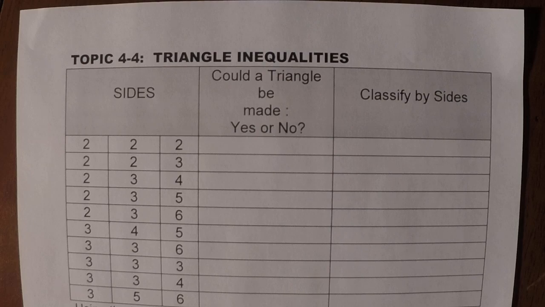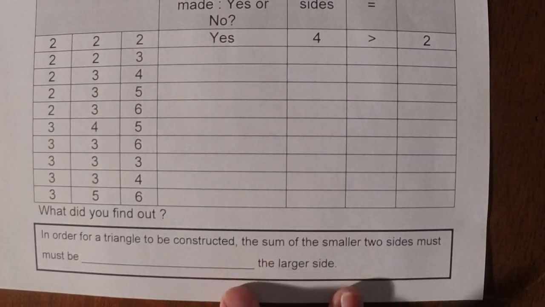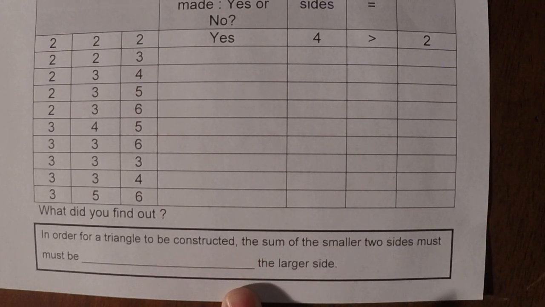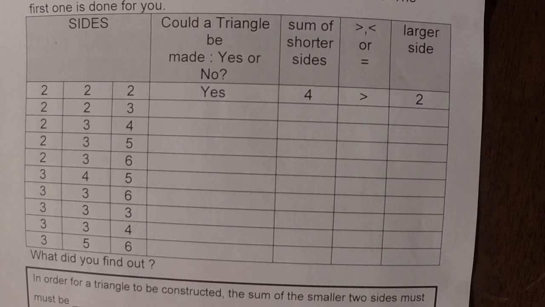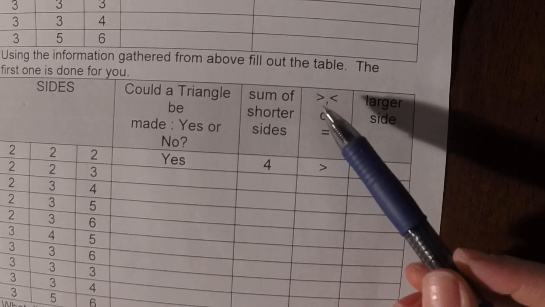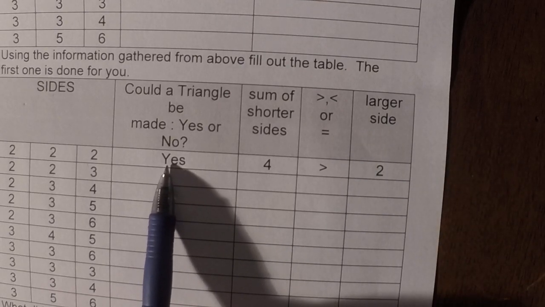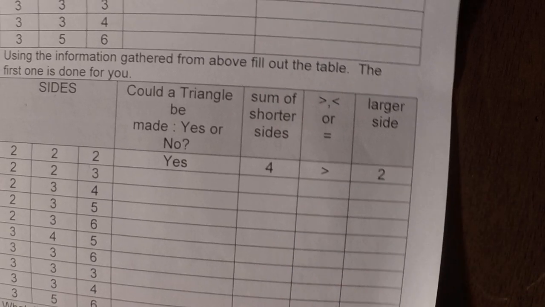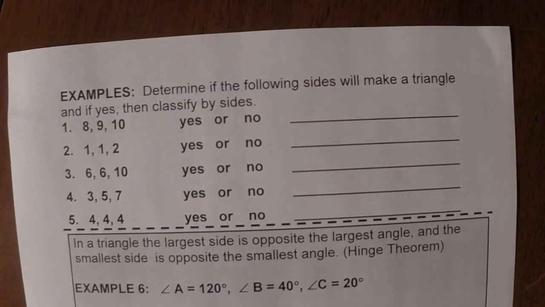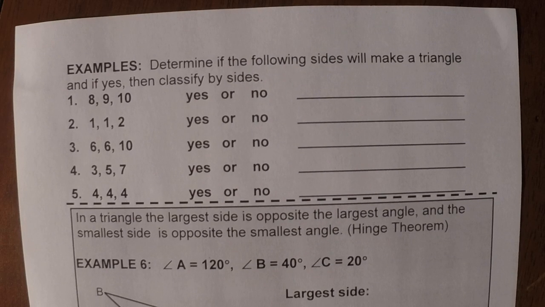So then down at the very, very bottom, it said, in order for a triangle to be constructed, the sum of the smaller 2 sides must be, and then you would have used whatever you got in this column, either greater than, less than, or equal to. And if it was yes, then it was obviously greater than. So if you flip that over onto the back, we can use what you guys figured out to determine triangles.